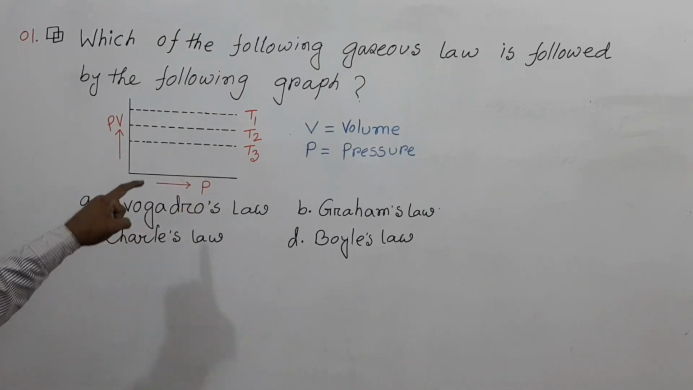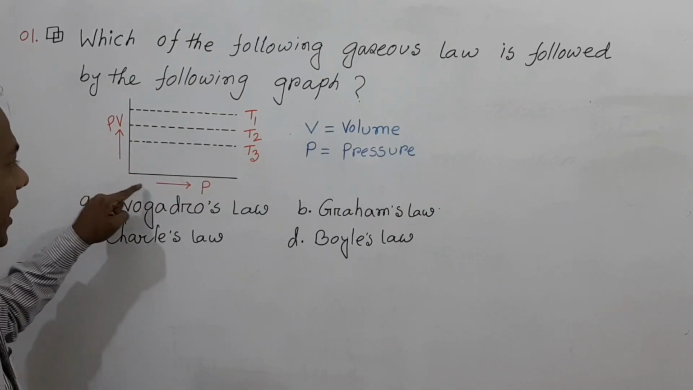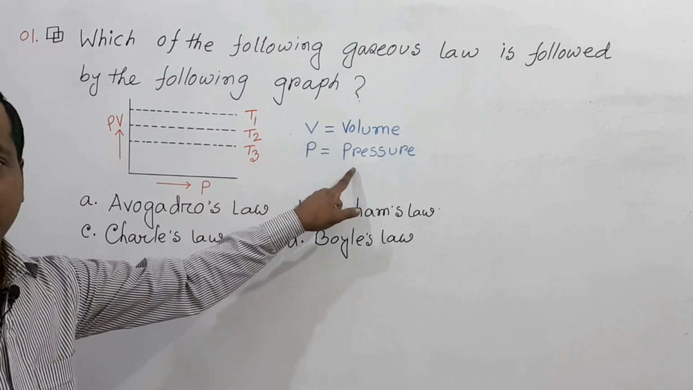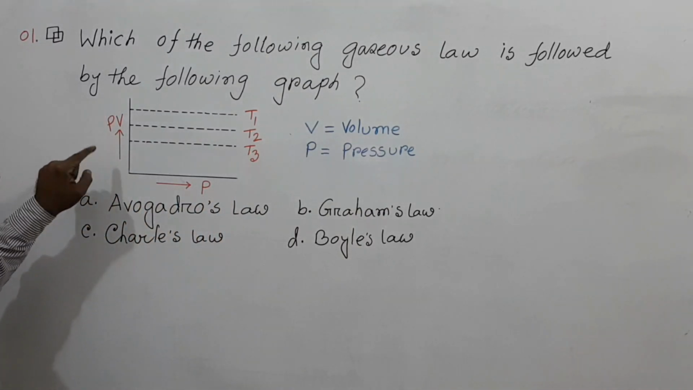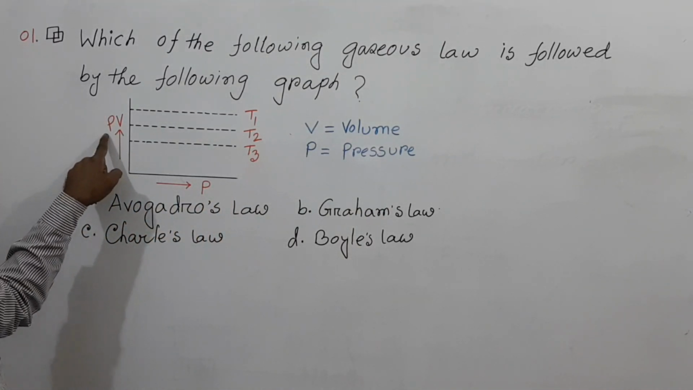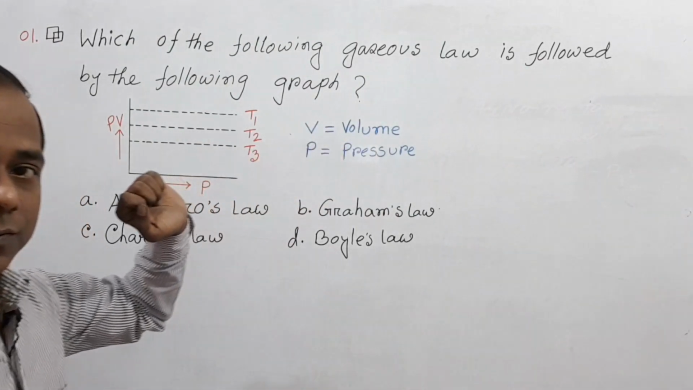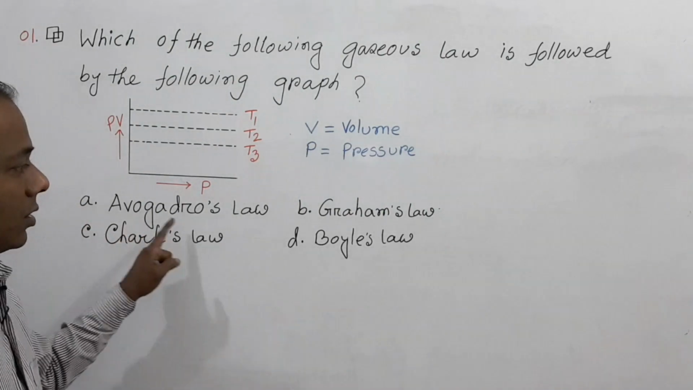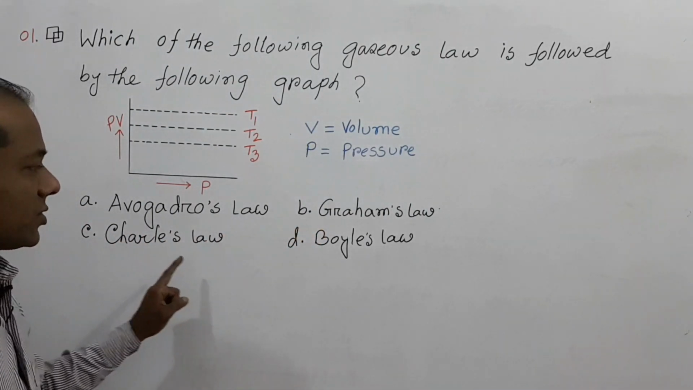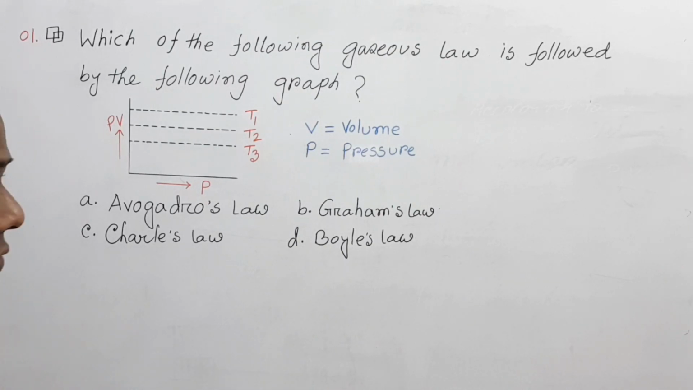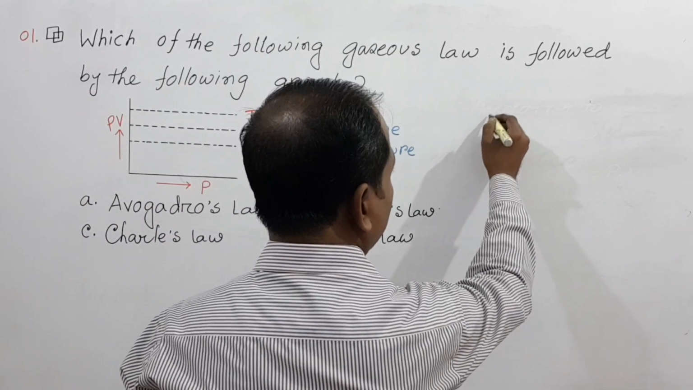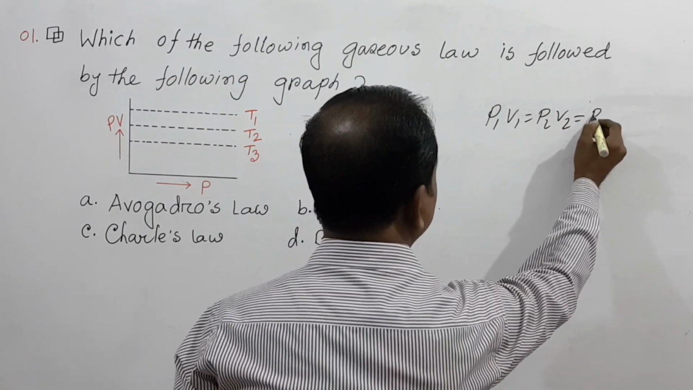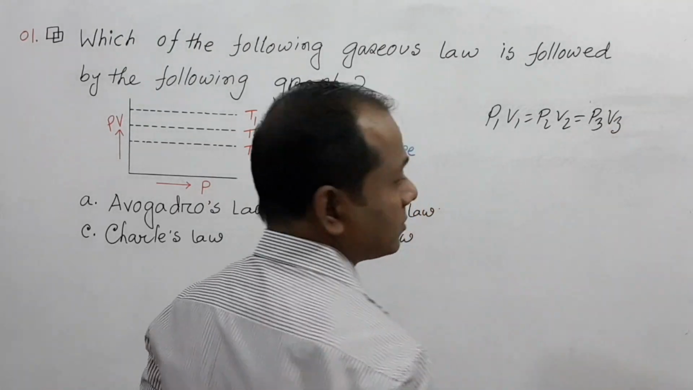So, we see the graph: on the x-axis the value of P is given, representing pressure, and on the y-axis the value of PV is given, where V represents volume. The answer may be Avogadro's law, Graham's law, Charles' law or Boyle's law. My dear students, according to Boyle's law, we know that P1 V1 equals P2 V2 equals P3 V3.